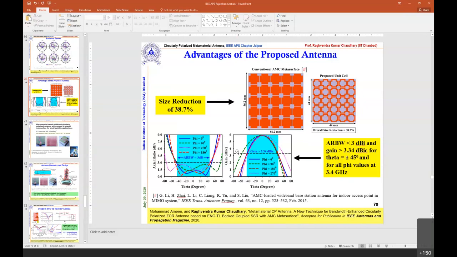Next question is from Srinivas Rao. Among microstrip and CPW feeding techniques, which one is better for UWB antennas? Between CPW and the other one? Among microstrip and CPW feeding techniques, which one is better for UWB antennas?